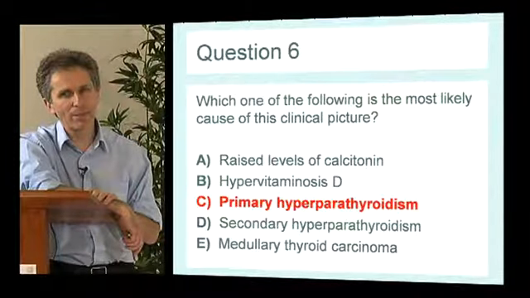Could it be secondary hyperparathyroidism? Well, secondary hyperparathyroidism is where you have a low vitamin D level, and the PTH is trying to compensate for this. And if that happens, the calcium level is actually low. You do have a high PTH level, but trying to compensate for the low calcium. So you would only see this picture when you've got a raised PTH with a low calcium level, and that's not what you see here.